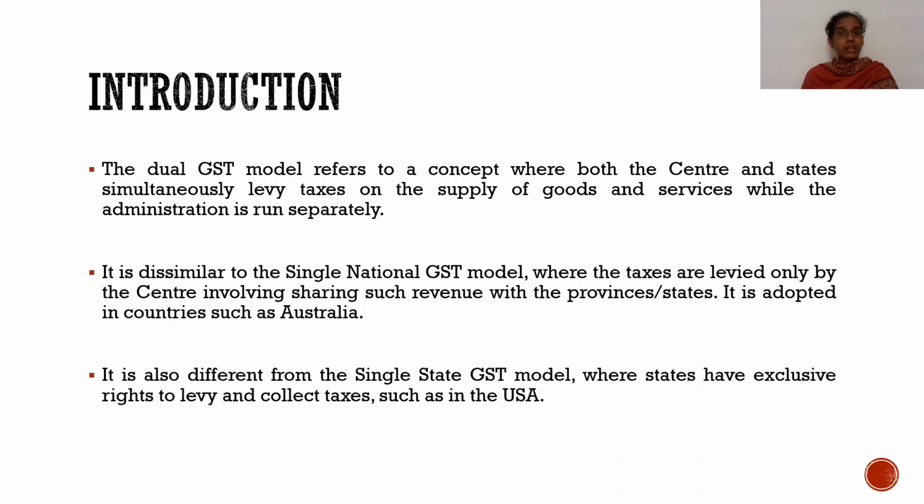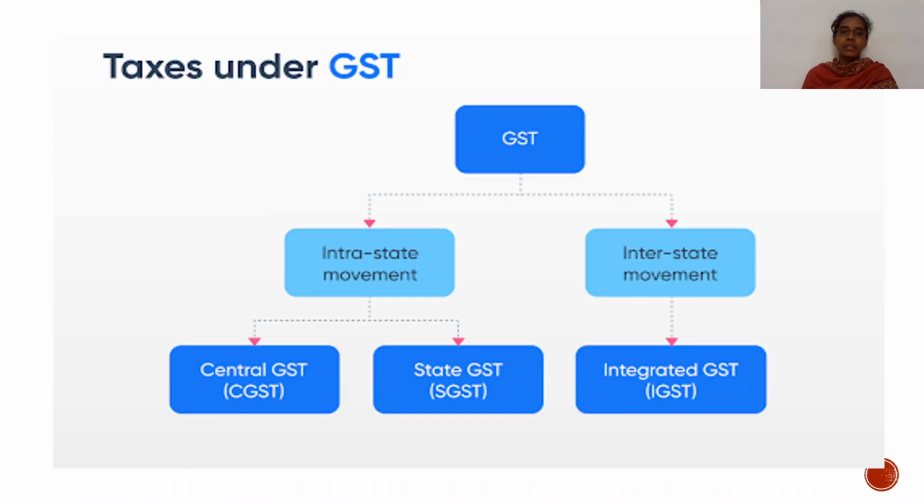This is different from the single national GST model, where there will be only one GST throughout the country, where the taxes are levied only by the center, involving sharing such revenue with the provinces or states. It is adopted in countries such as Australia. And this is also different from the single state GST model, where the state exclusively has the right to levy and collect the taxes. This happens in the case of USA.